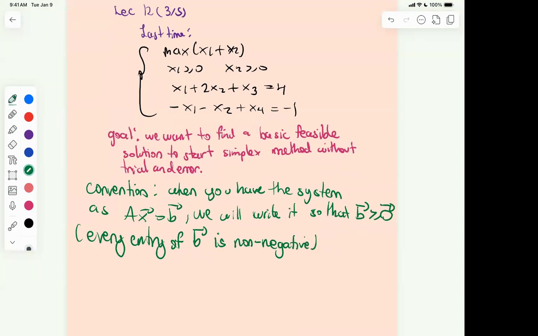Okay, so if you look at this system, clearly it's not in that format because there's a -1 here. But that is not an easy thing to fix. It's kind of the same with the inequalities. You just multiply everything by -1, so even if one of the entries of the vector B is negative, you multiply everything by -1 in that equation, and then it turns positive. So let me do it here.